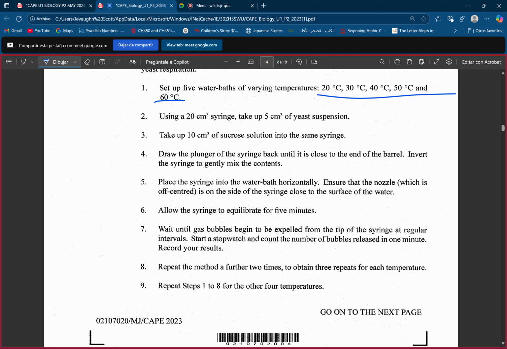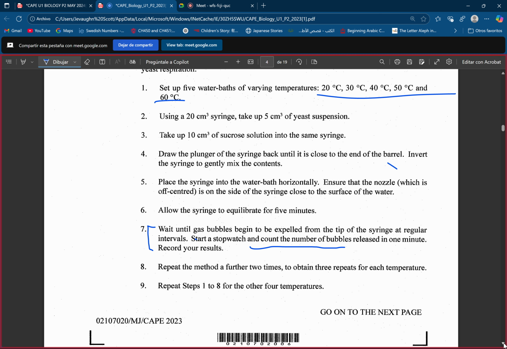And then we have the syringe. We're using the syringe, so wait until gas bubbles begin to expel from the tip of the syringe. Right. So we're going to be looking at the amount of gas bubbles, the amount of gas. We're not looking at the syringe reading, because we're allowing the temperatures to change. Okay, we're counting the number of bubbles released per minute.